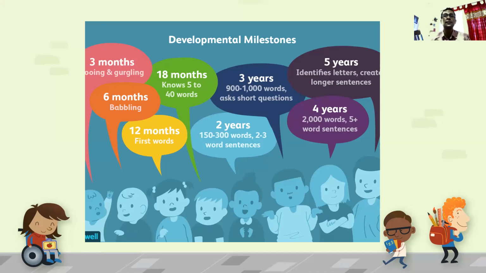You can see that there are different bubbles shown here. You can read them. 3 months, cooing and gargling. When the child moves to 3 months, he starts cooing and gargling. At 6 months, babbling starts. 12 months, first words. 18 months, knows 5 to 40 words. 2 years, 150 to 300 words, 2 to 3 word sentences. 3 years, 900 to 1,000 words. They start asking short questions. In 5 years, they create longer sentences. And when they reach 4 years, 2,000 words, 5 plus word sentences, that is in one sentence, they can use 5 words. So you have to understand this. So these are the different developmental milestones that take place in the children after taking birth.